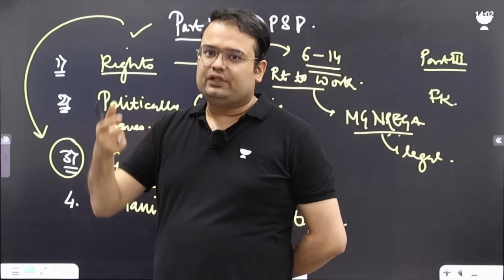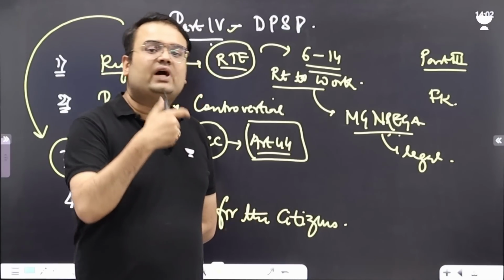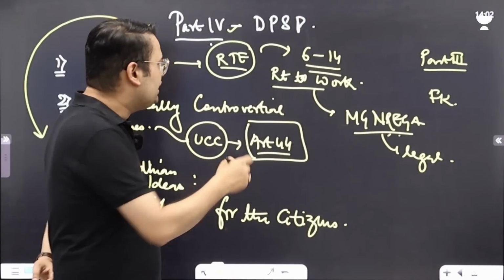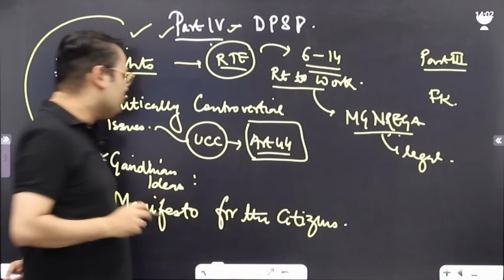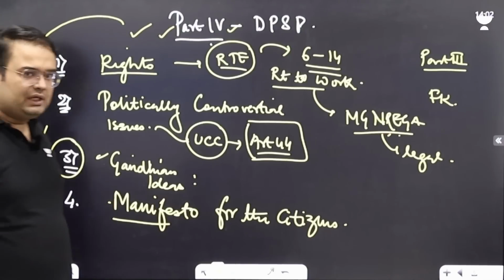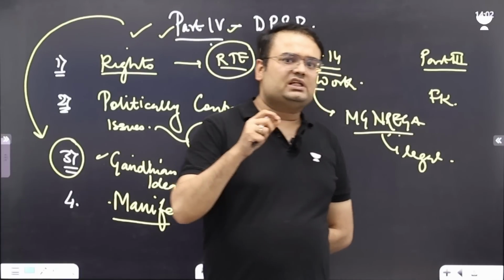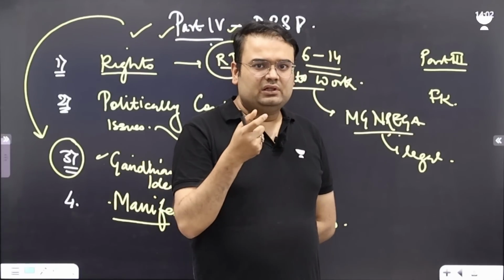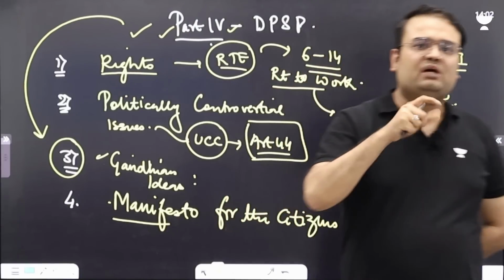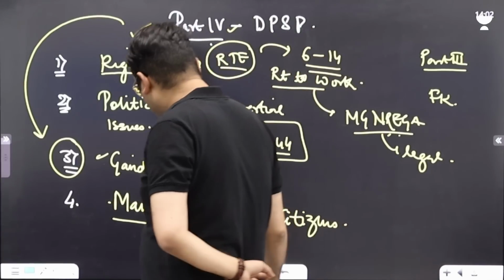And that is why it is argued that one of the things we wanted to achieve was to provide the citizens of India a constitutional manifesto, and that was DPSP. I hope you are able to understand why DPSP is also called the Manifesto for the Citizens. In fact, this is a question that has also been asked in the exam: DPSP can be called a constitutional manifesto, elaborate and explain. And this is what we need to explain.